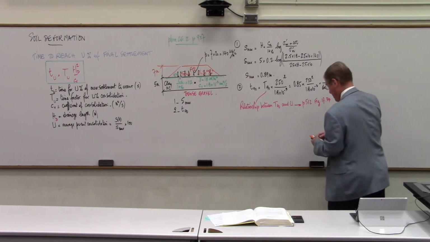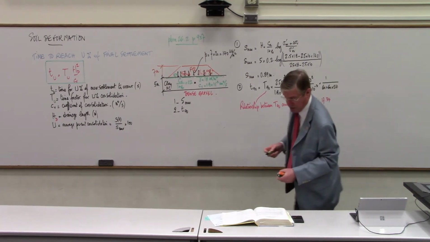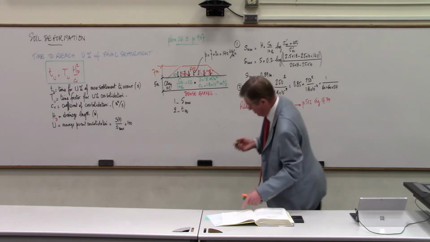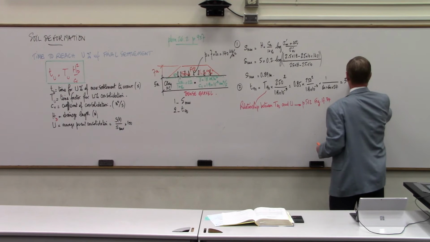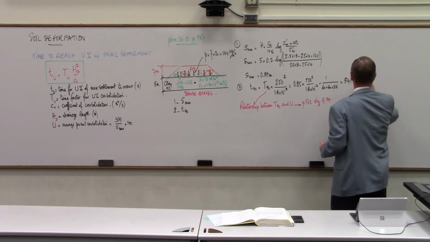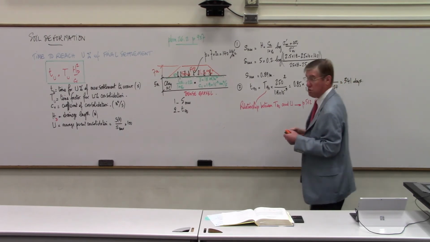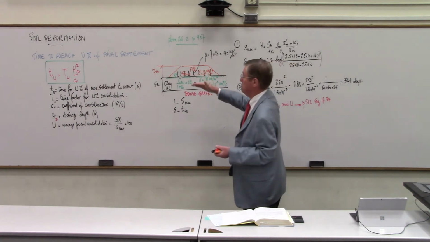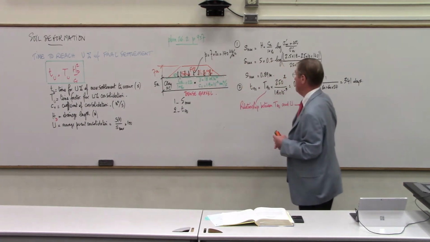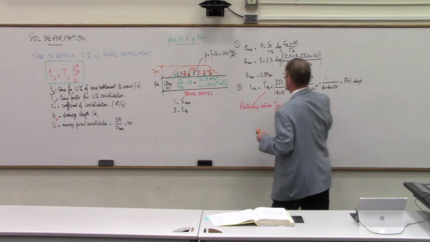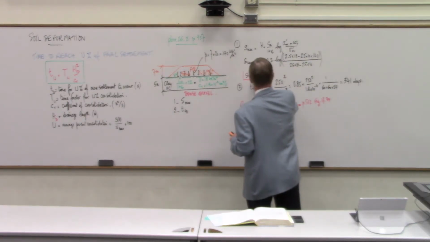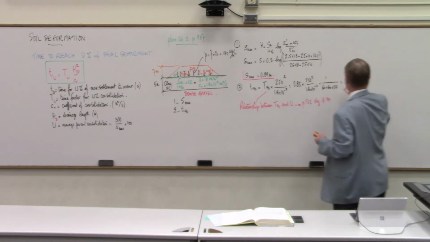And then I found that this would take 341 days. So almost a year for the settlement to get to 90% of this value here of 0.89 meters. Okay.